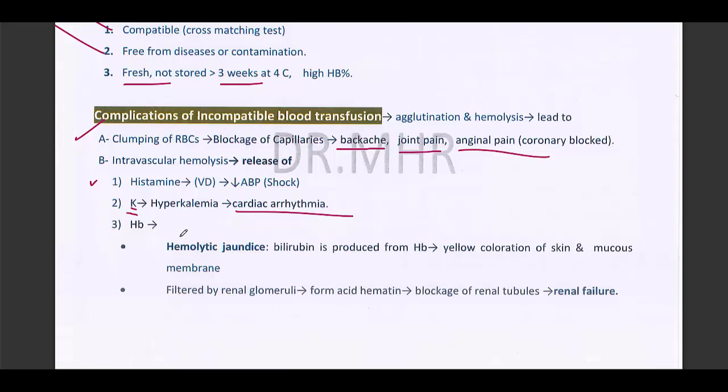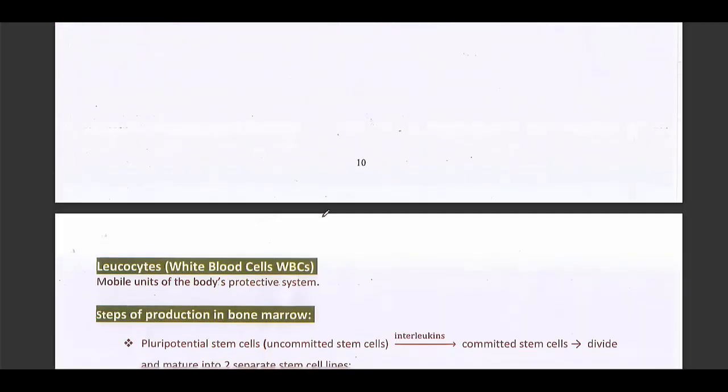Thirdly, release of hemoglobin will cause hemolytic jaundice, and the patient will become yellowish in color. Bilirubin is produced from hemoglobin, causing yellow coloration of skin and mucous membrane, and it is filtrated by the renal glomeruli to make acid hematin. Acid hematin will block the renal tubules, which leads to renal failure, so it is very dangerous.